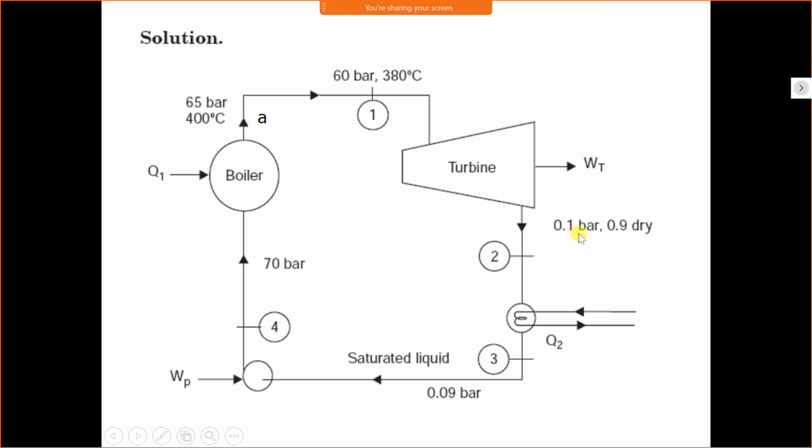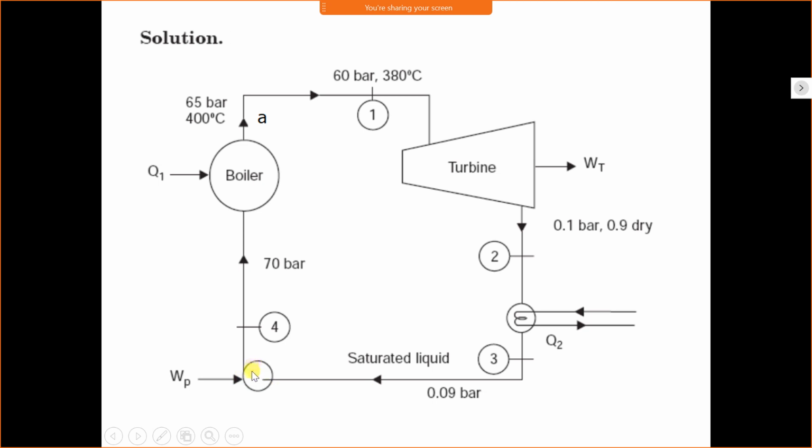Steam at 0.1 bar and 0.9 dry enters the condenser and leaves as condensate. Condensate means the steam which is converted into water. That condensate leaves the condenser at 0.09 bar, and its condition is a saturated liquid, and then the saturated liquid enters the pump at 0.09 bar.